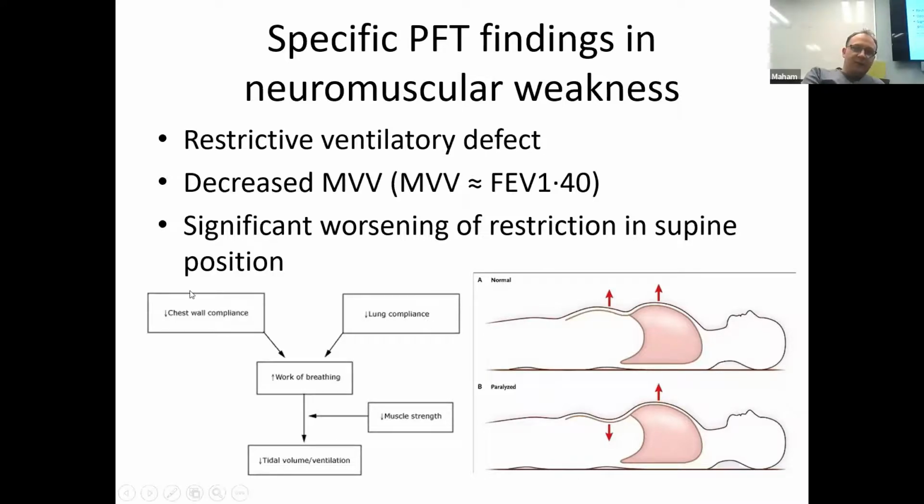And with neuromuscular weakness here, there's a decrease in chest wall and lung compliance, increased work of breathing, a vicious cycle of decreased muscle strength, and then ultimately that decrease in tidal volume and ventilation that cause the chronic respiratory failure syndromes that we talked about at the beginning.